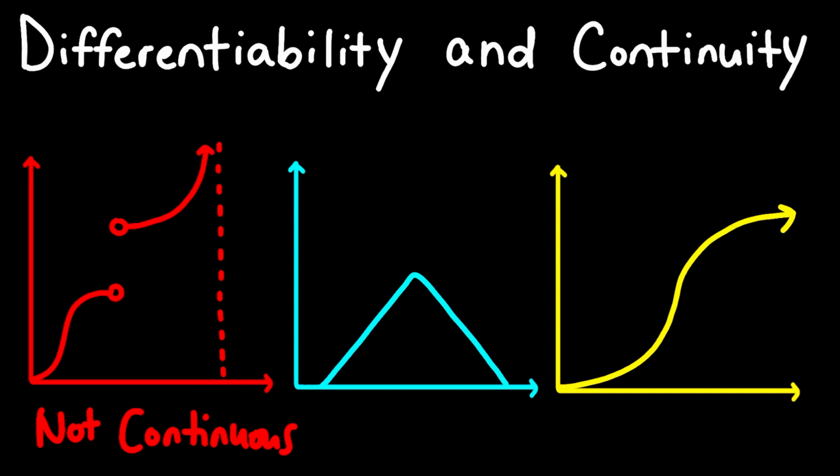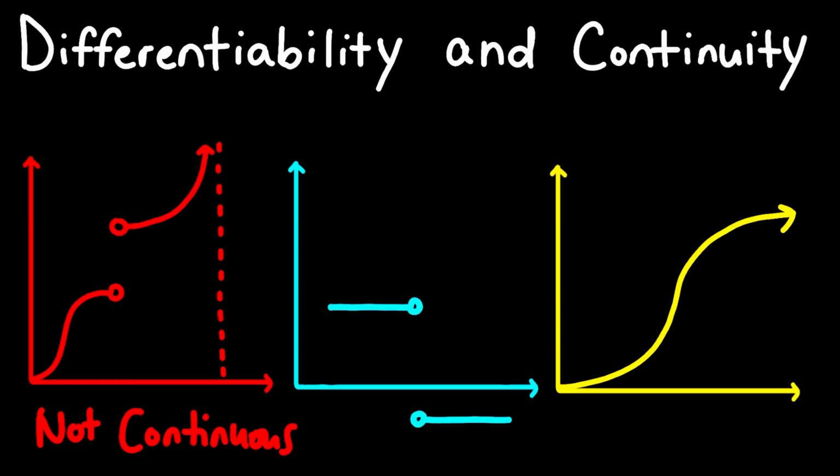Now, in addition to discontinuity, if there's a sharp cusp on a graph, like you can see here, it's actually not differentiable at this point. So this would be not differentiable. And the reasoning for which it's actually not differentiable at this point is because from the left it has a positive rate of change, and from the right it has a negative rate of change.